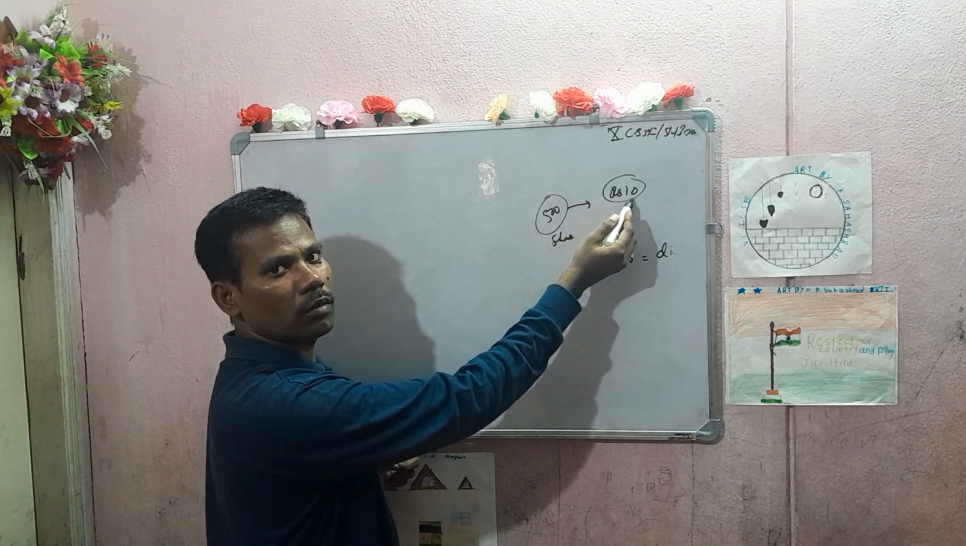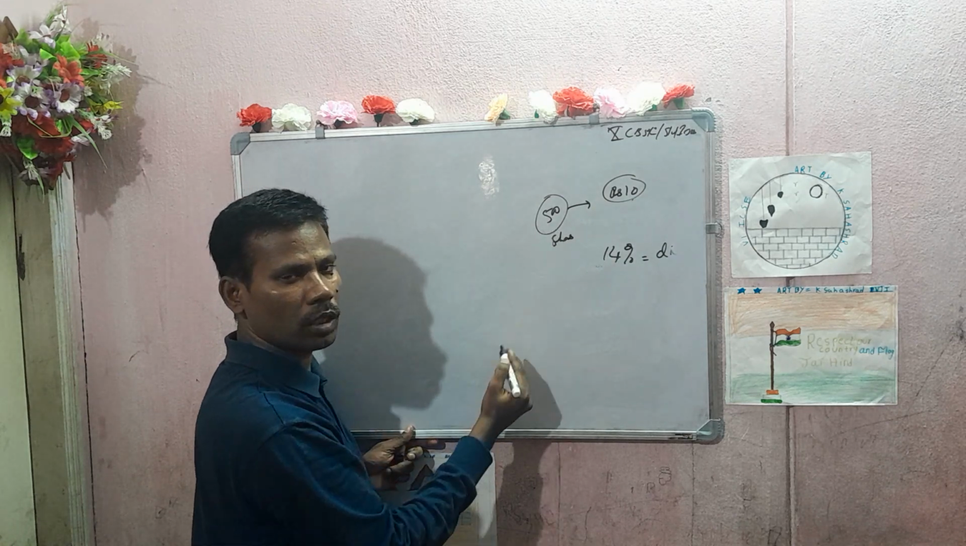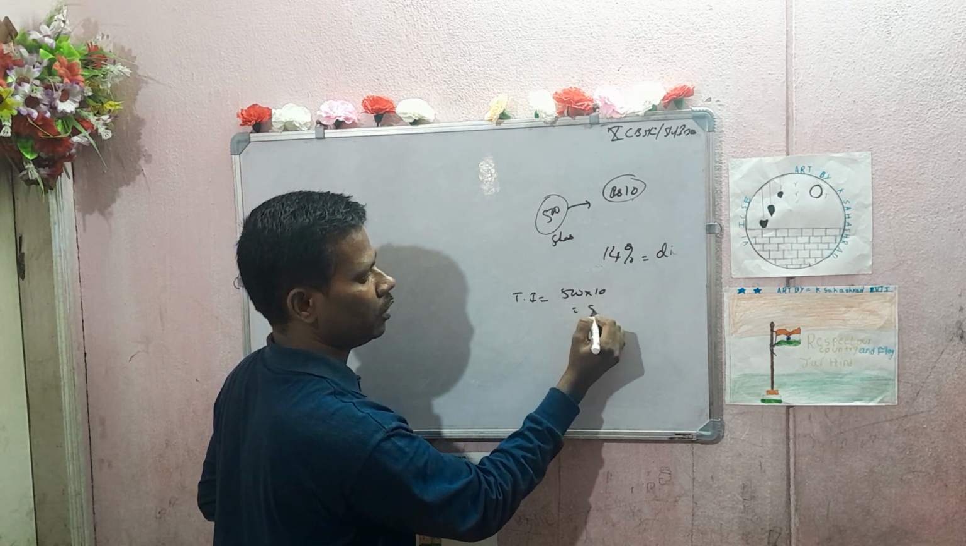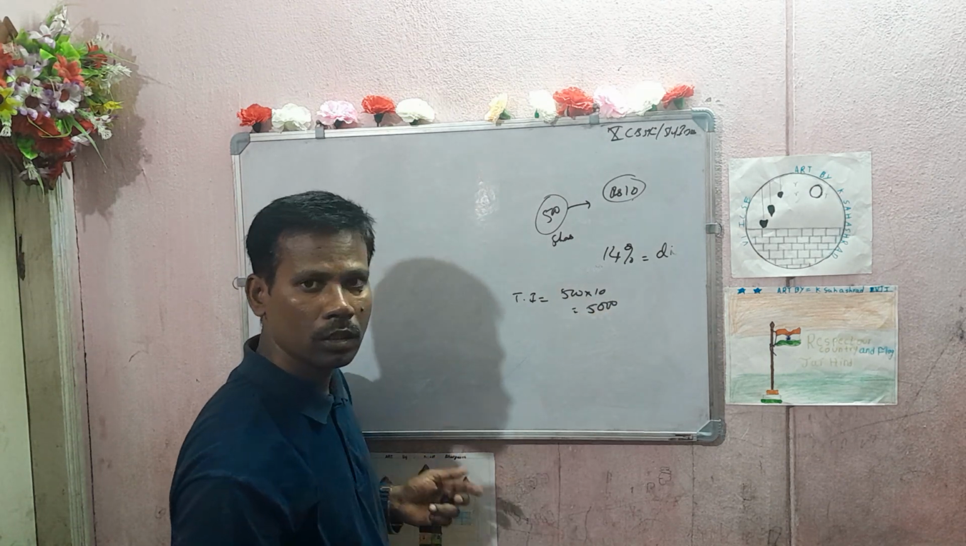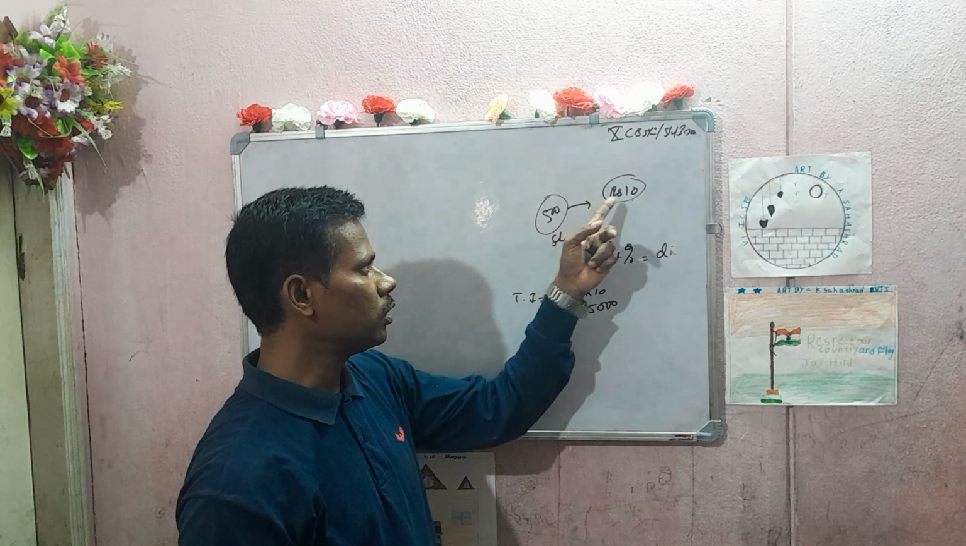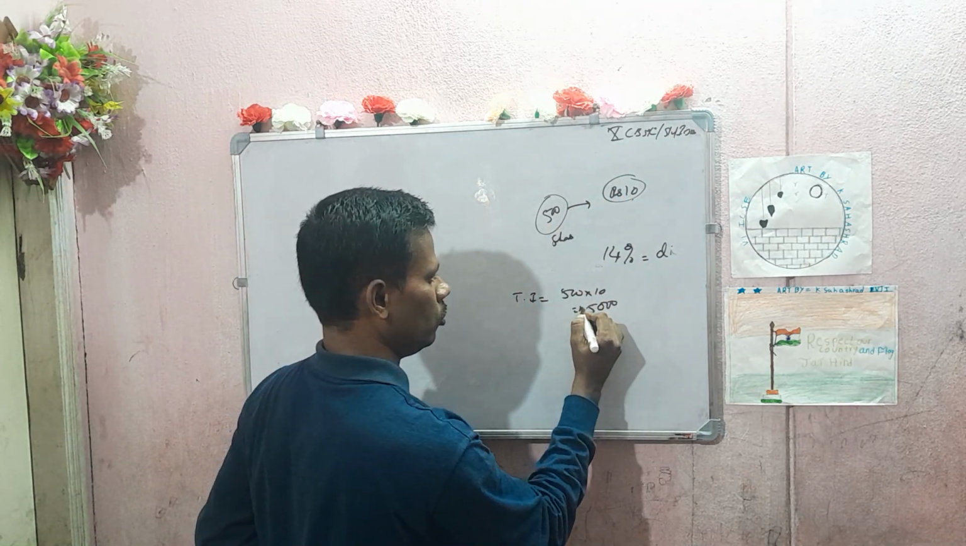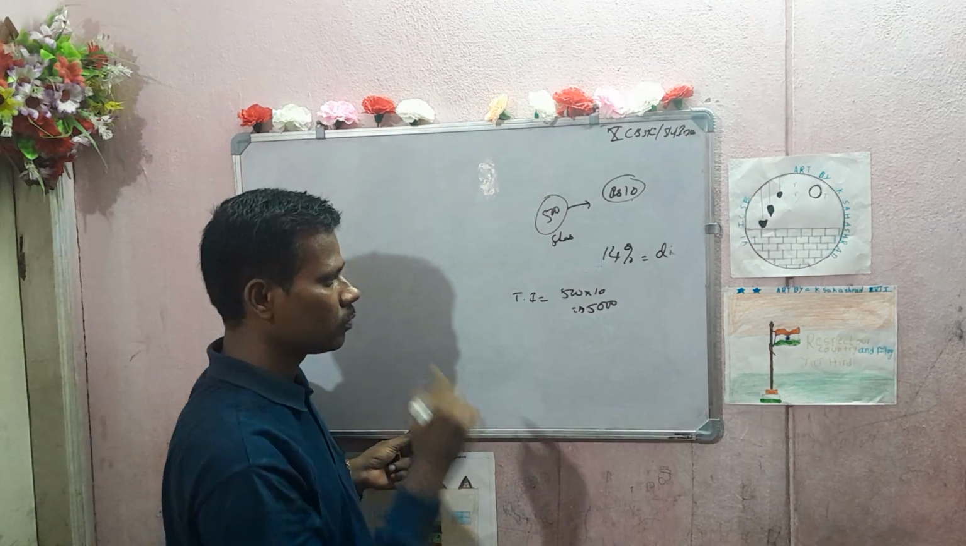Each share is 10 rupees, 500 shares. Total investment: 500 into 10, that is nothing but 5000, right? Each share is 10, total is 500, 500 into 10 is 5000. So total investment is 5000.